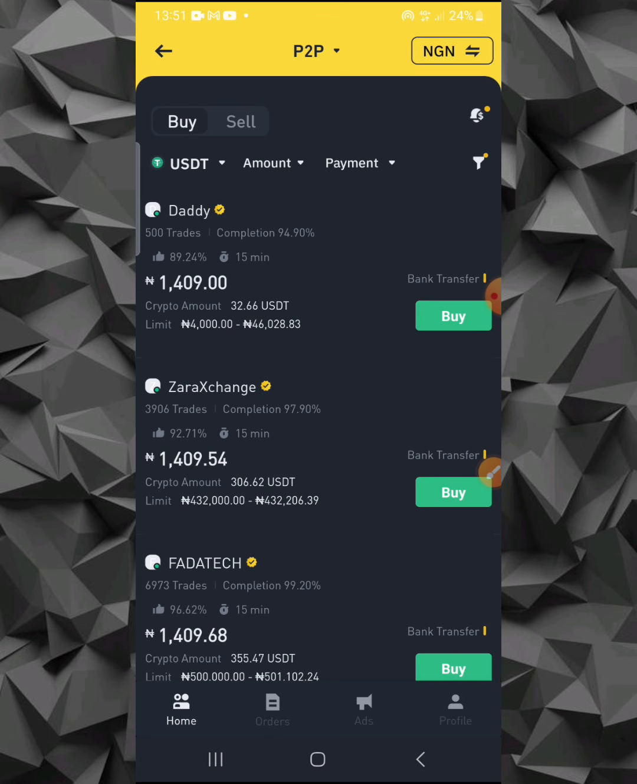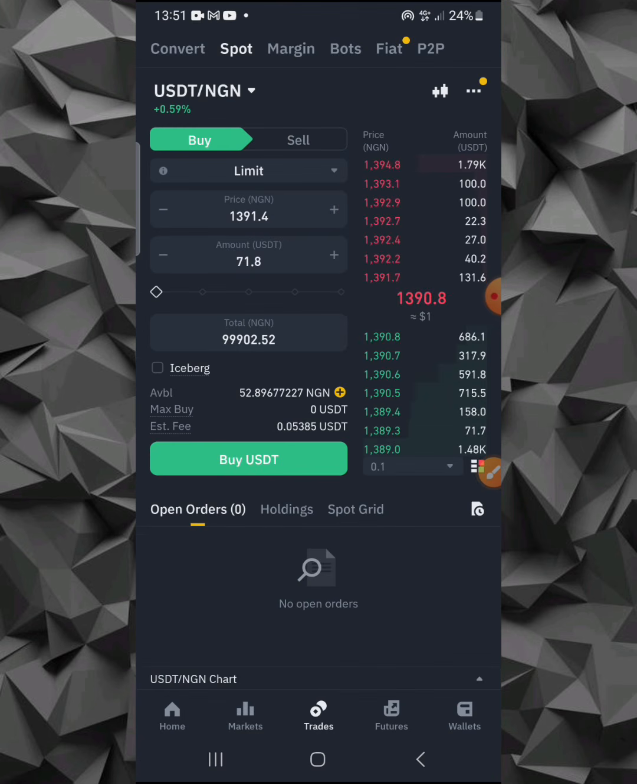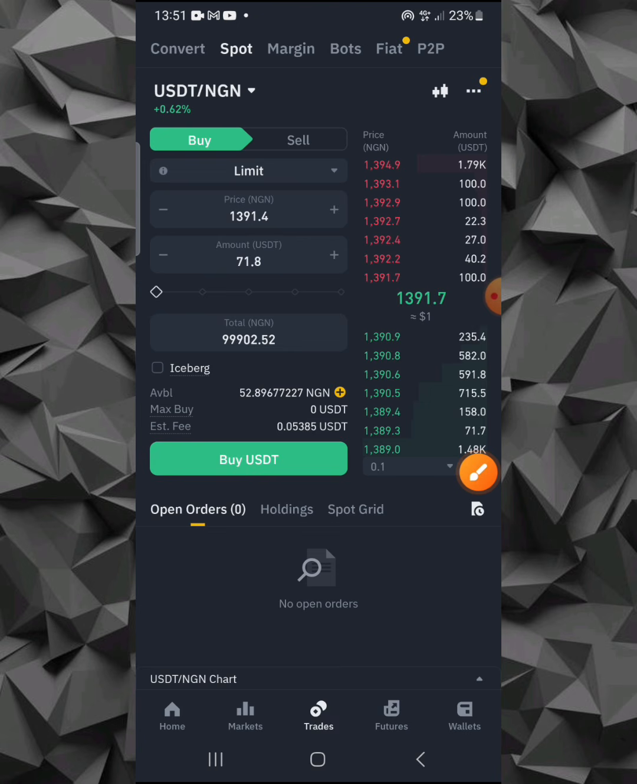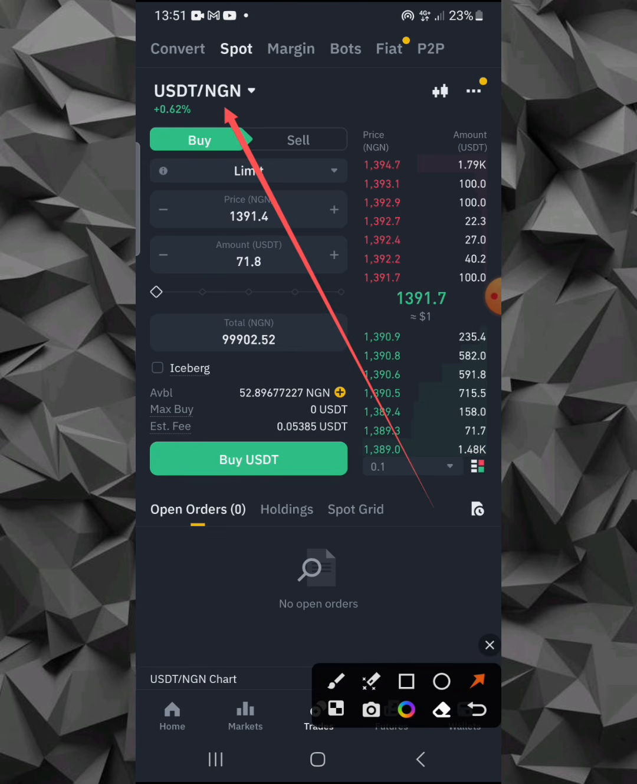So the first thing we're going to do is to come straight to the spot market, because that is where you're going to be buying. You can see right here, I'm on the spot market, okay? And on the spot market, the price of USDT to NGN is 1,391 naira. It fluctuates, okay? Sometimes 1,390, sometimes 1,391. So you can buy USDT lower on the spot market. But before you do this, you need NGN in your balance, okay? You need to fund your account with NGN.